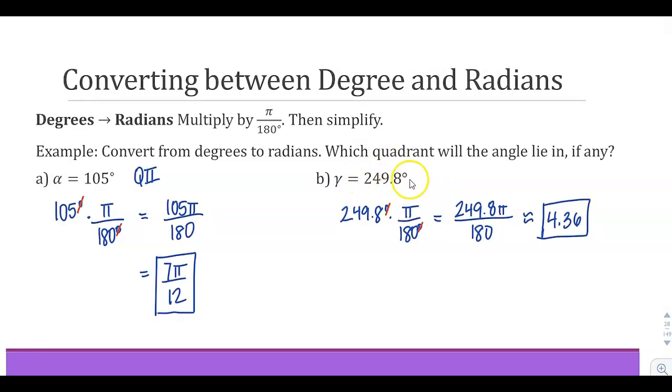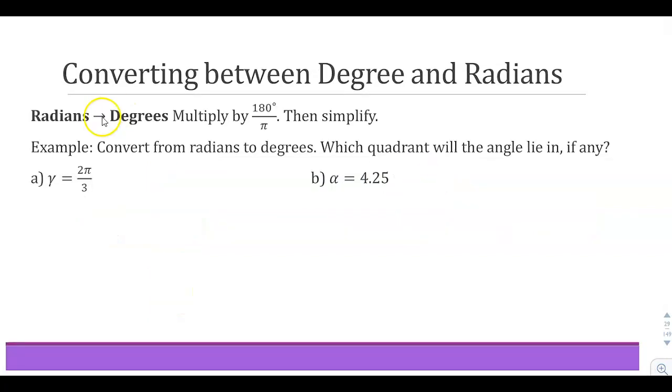And then what quadrant will this angle lie in? 249.8 degrees is between 180 and 270 degrees. So this is in quadrant 3. Now we'll convert from radians to degrees. So we multiply by 180 degrees over pi, the reciprocal, and then simplify.